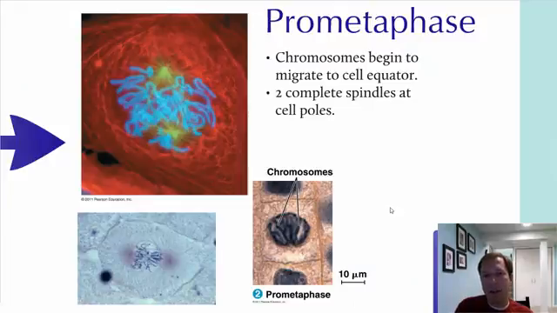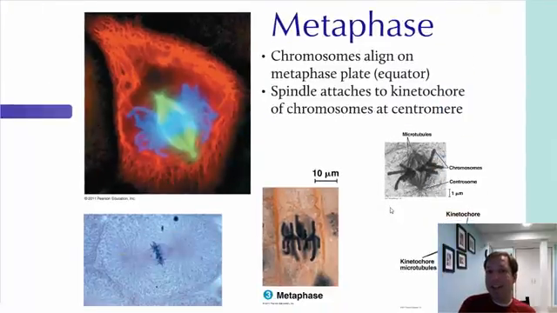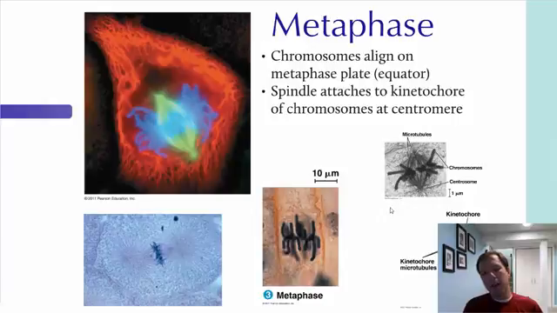Prometaphase is a name given to the phase that links together the end of prophase with the beginning of metaphase. Now, if we actually skip ahead to see where we're going, it makes it easier to understand what's happening during prometaphase. During metaphase, the chromosomes are going to align on the center of the cell. This is called the metaphase plate, or the equator of the cell. The spindle fibers are clearly attached to the centromeres of each of those sets of chromosomes.